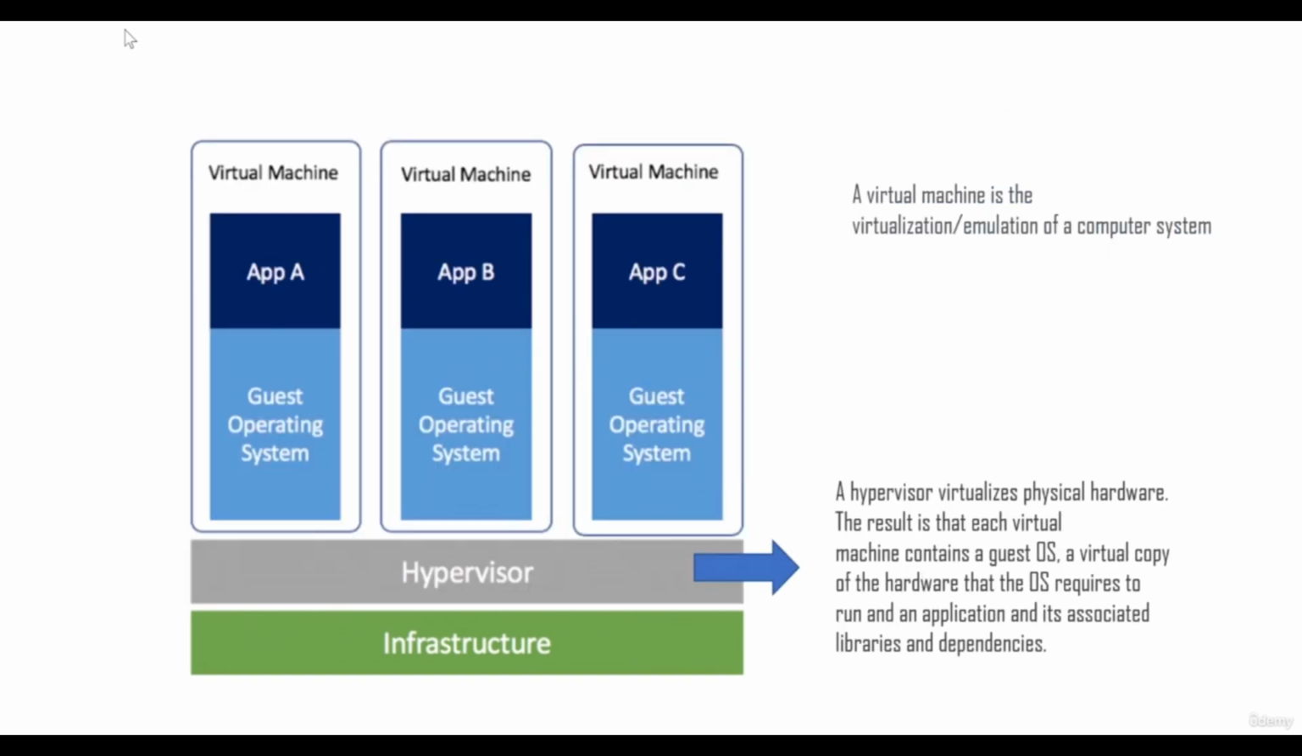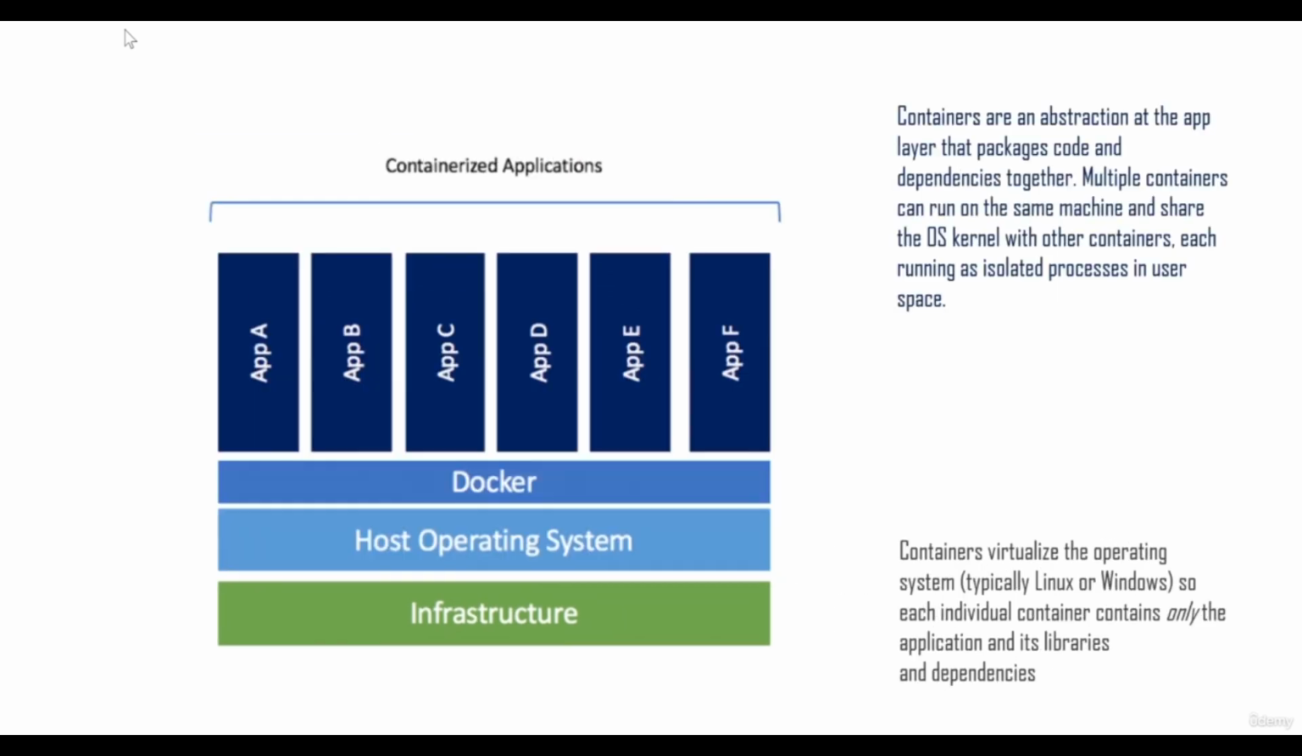Okay, so now that we know what virtual machines are, which are basically just virtualizations and emulations of a computer system, how is it different from a container? Containers are abstractions of the application layer that packages code and dependencies together. Now, multiple containers can run on the same machine and share the same operating system kernel with other containers. Now, each of these containers would run as its own separate and isolated process in its own user space.